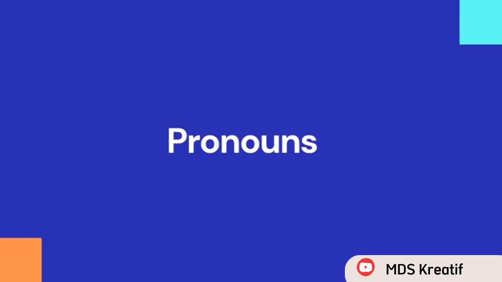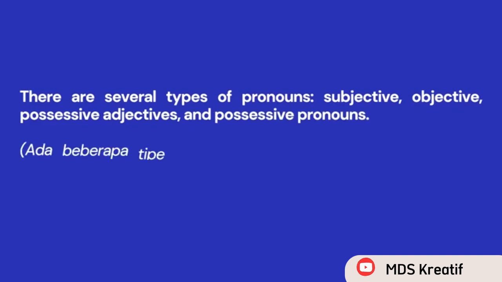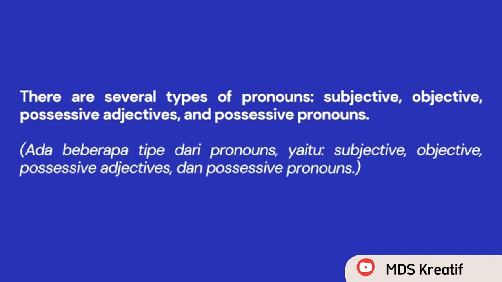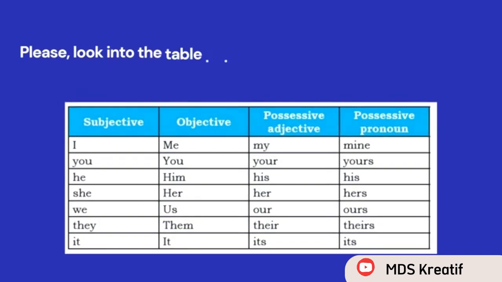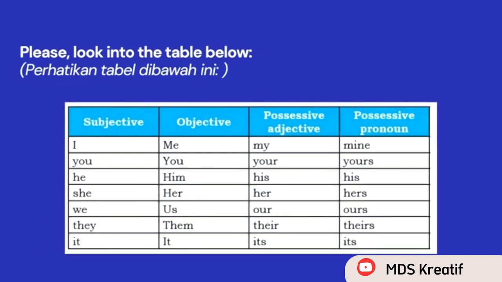Next, we are going to learn about pronouns. There are several types of pronouns: subjective, objective, possessive adjectives, and possessive pronouns. Please look into the table below. As you can see, there are 4 columns: subjective, objective, possessive adjective, and possessive pronoun.